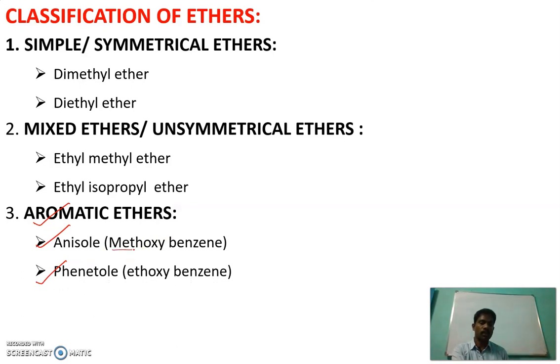Anisole is also called methoxybenzene. The structure of methoxybenzene is this. So this is a benzene ring. That benzene ring is connected to a methoxy group. Right? So benzene as a substituent is called phenyl.